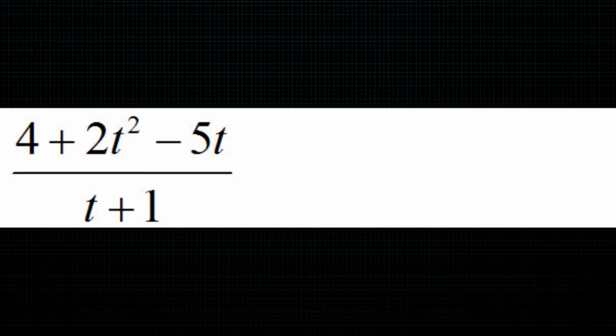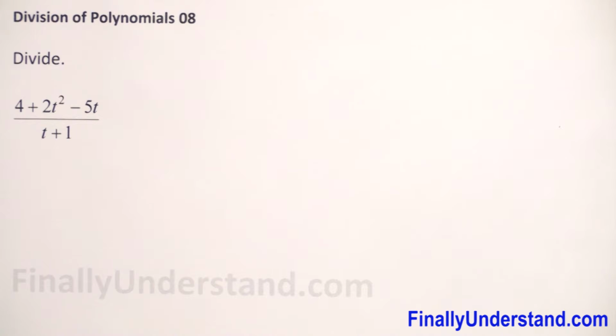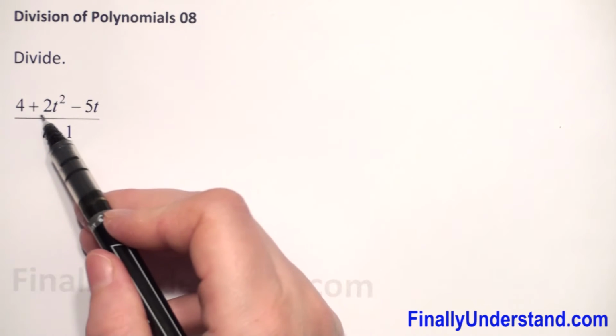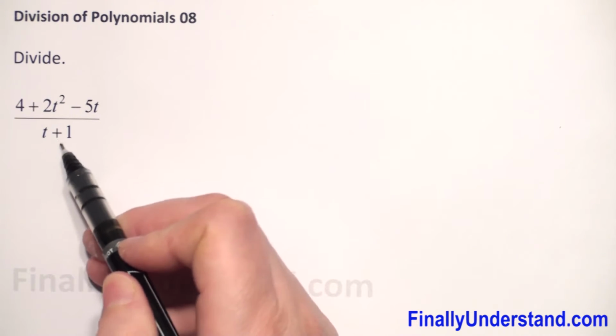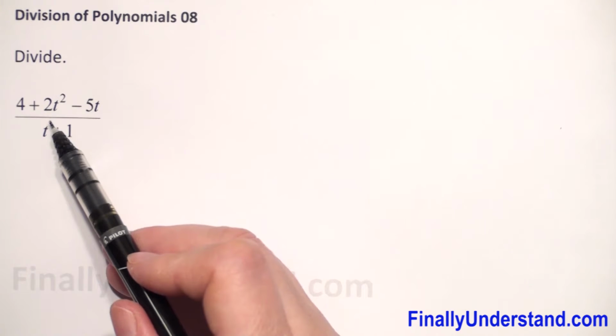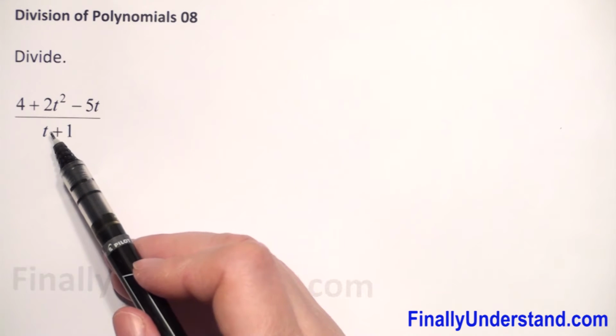We have division of polynomials. We have positive powers, so we can use long division here. Our dividend is whatever we have in the numerator and the divisor is in the denominator. And we need to have the terms written down with the exponents in decreasing order.